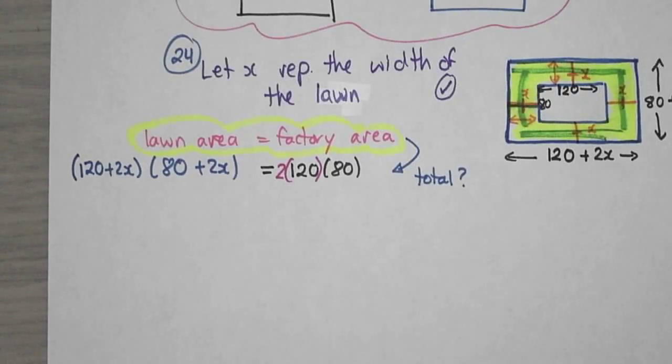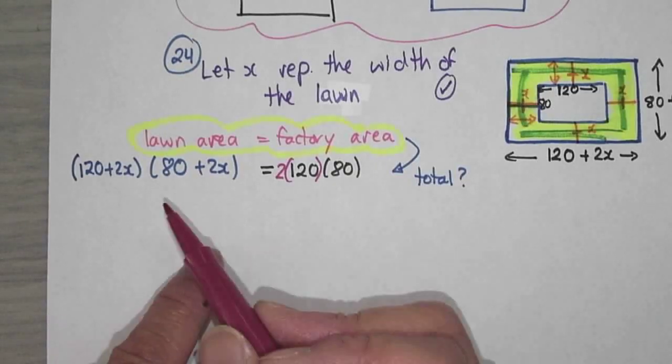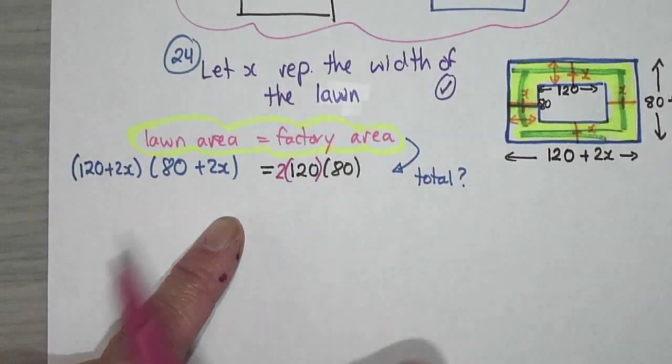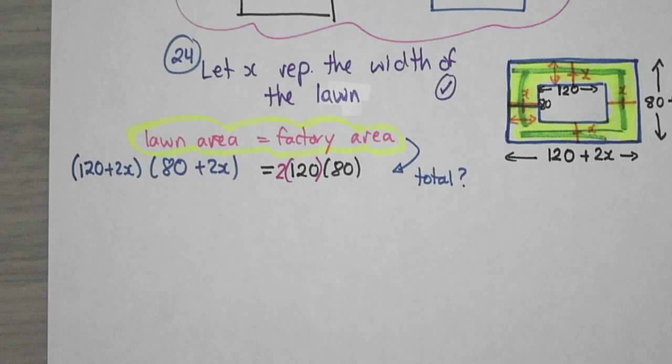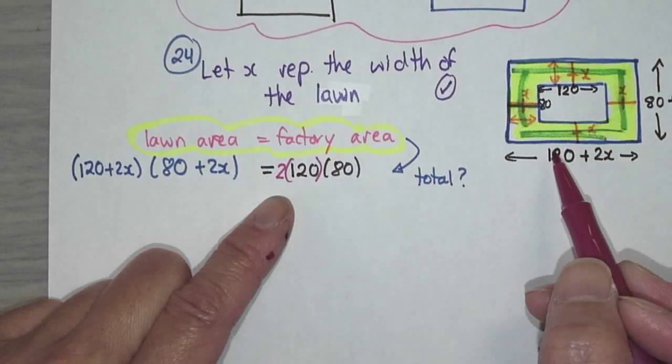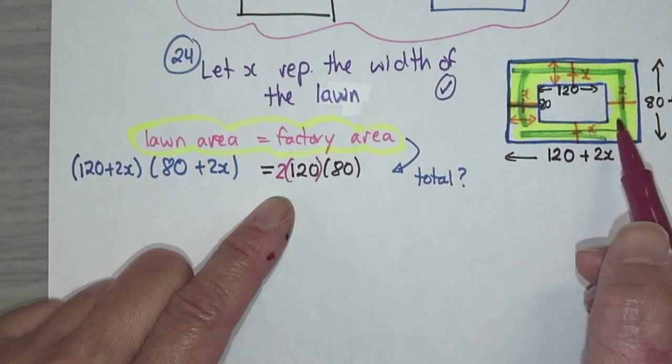So that's kind of the processing. Normally what we might have done is we might have said the area is. So if I said the area of this whole thing must be, that's much easier. This one's a little harder. Do you do 2 times 120 times 80? Is that because the lawn is 2 times bigger than the factory?